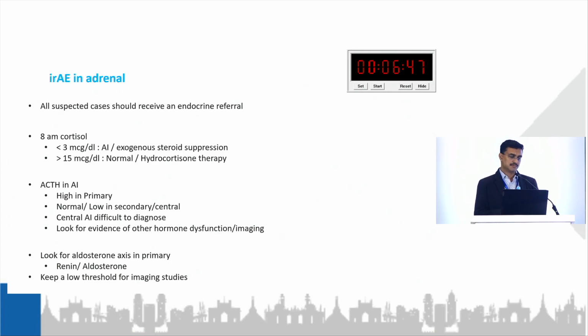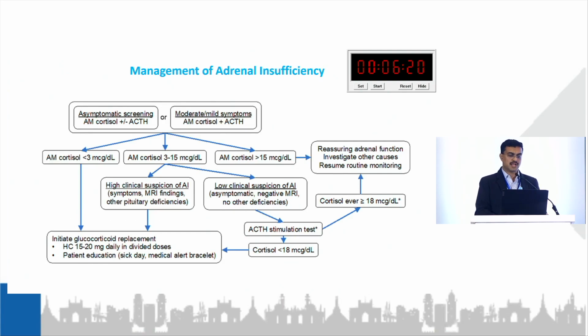And doing ACTH in adrenal insufficiency, the value may be high in primary, normal or low in secondary or central. And central adrenal insufficiency, as I already mentioned, is very difficult to diagnose, and the only way to diagnose at times is to look for evidence of other hormonal dysfunction or imaging. The aldosterone axis also needs to be evaluated in primary adrenal insufficiency, and with adrenal and pituitary diseases, we should always keep a low threshold for imaging studies and for diagnosis.